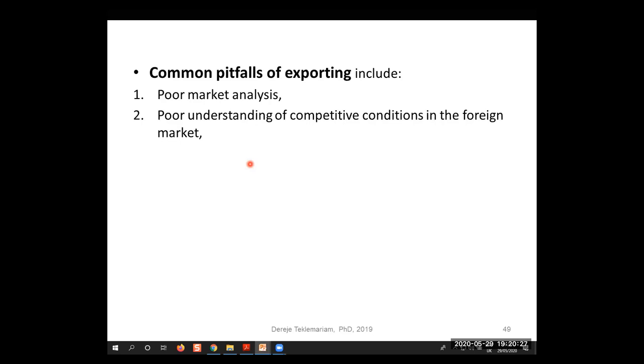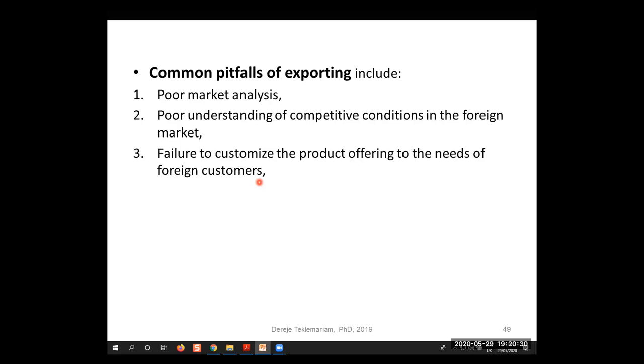The third pitfall of exporting is failure to customize the product offering to the needs of foreign customers, with the same product mentality that we have in the domestic market, we may consider the international market that way. So customizing means you need to adapt the product to different countries. You may have a Coca-Cola, let's say in Ethiopia, and Coca-Cola in India. Most of the Indian Coca-Cola is not sugary. So you need to adapt it depending on the tastes and preferences of foreign customers.